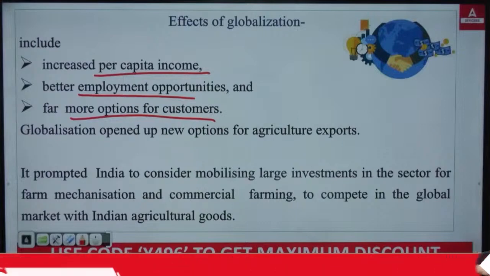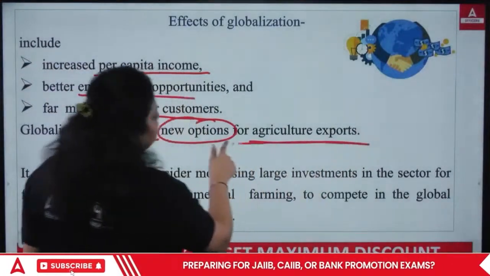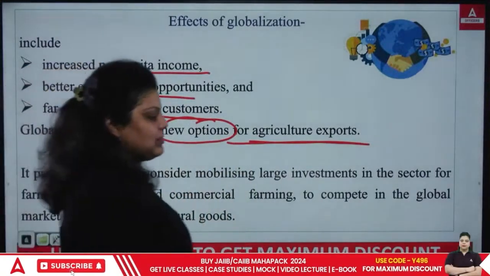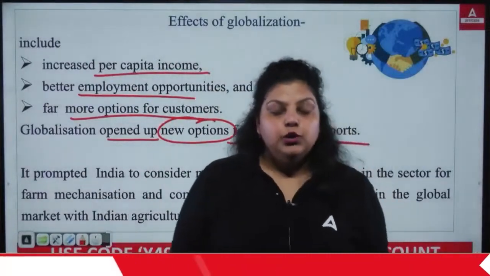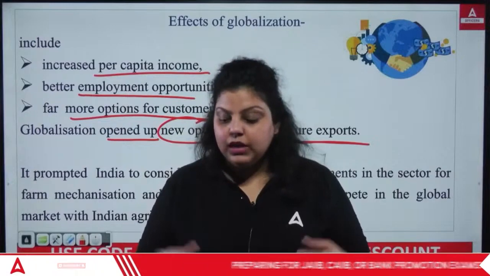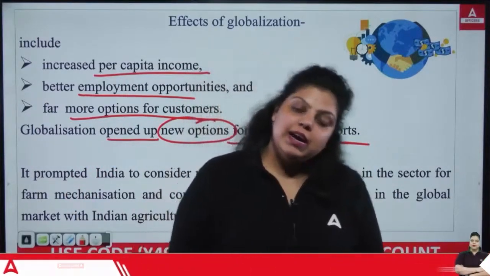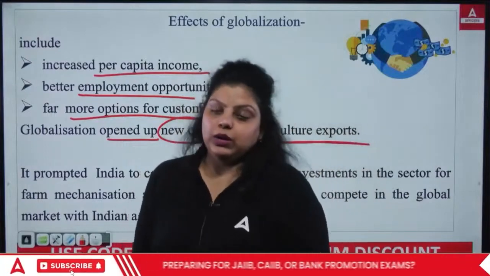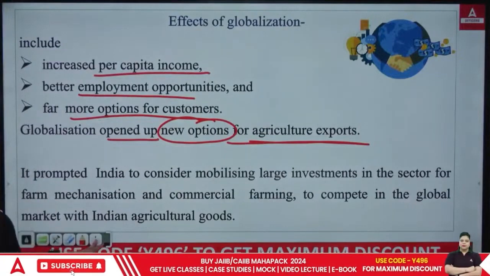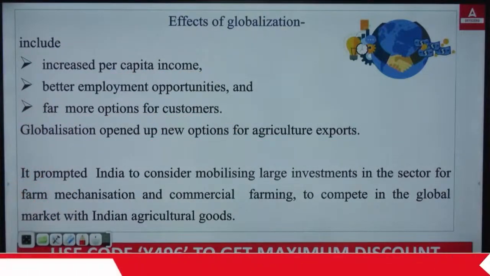And globalization also opens new options for agricultural exports. If I'm talking about the Gulf countries, they have crude oil, so they use crude oil to earn foreign currency to run their economy. India is good in agriculture, so India can use the agriculture sector to earn foreign currency and to develop its economy. That's how globalization is helping us out.